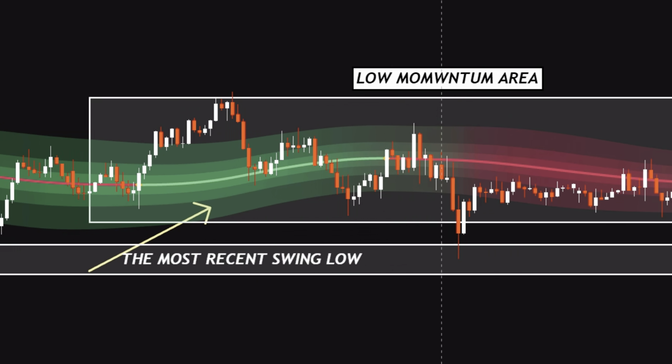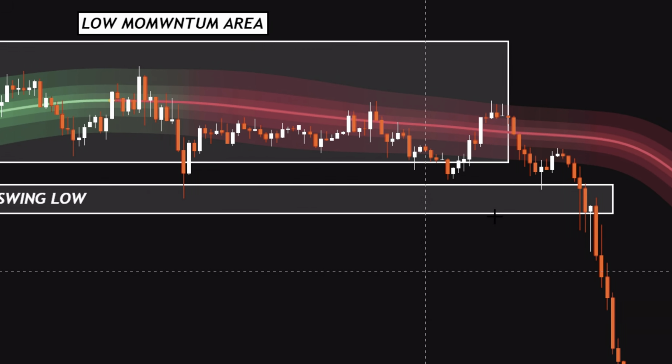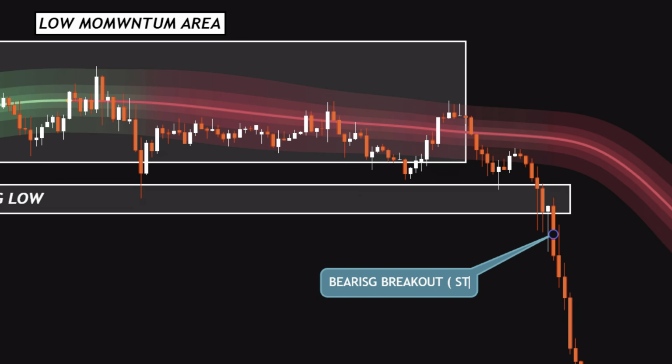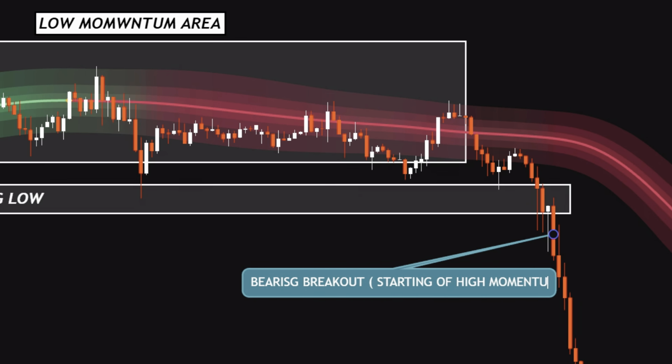Now we finally have evidence. Not an opinion, not a prediction, evidence. The market has broken a structure. Sellers are showing strength again. The low momentum phase appears to be ending. The higher momentum phase may be beginning.